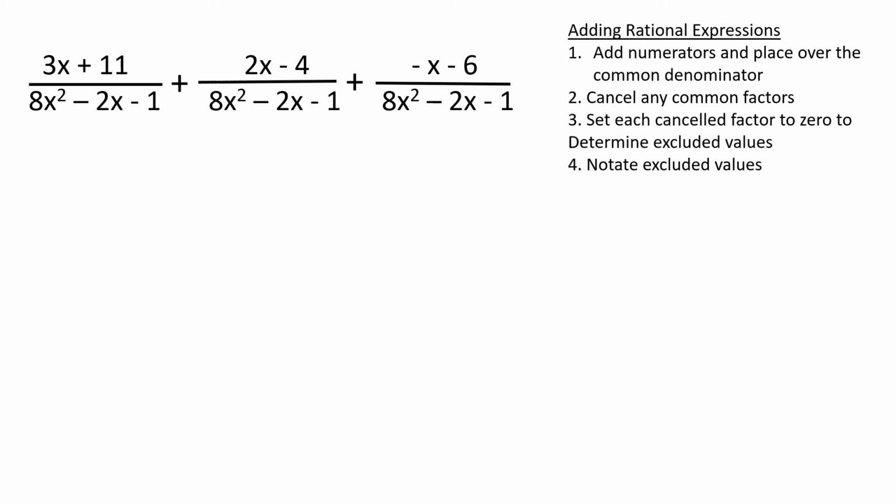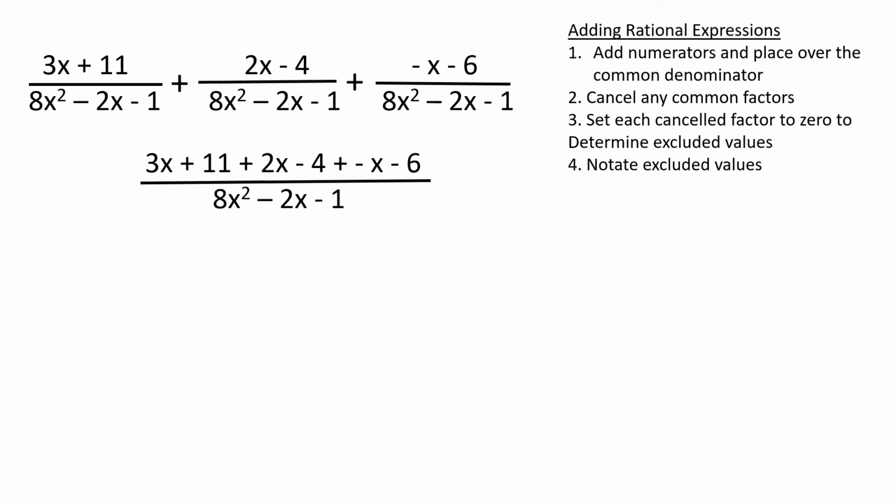Now here we have 3 fractions we're adding. It's still the same procedure. You're just going to add those numerators and place them over the common denominator. So that's what I've done here. And then you're going to simplify, right? Simplify, remember, like terms.